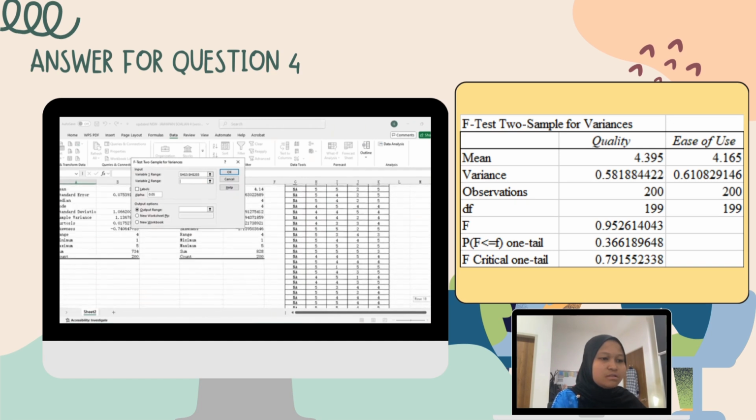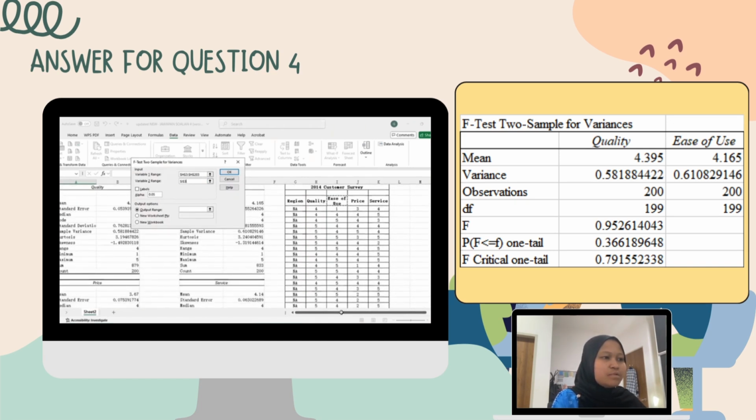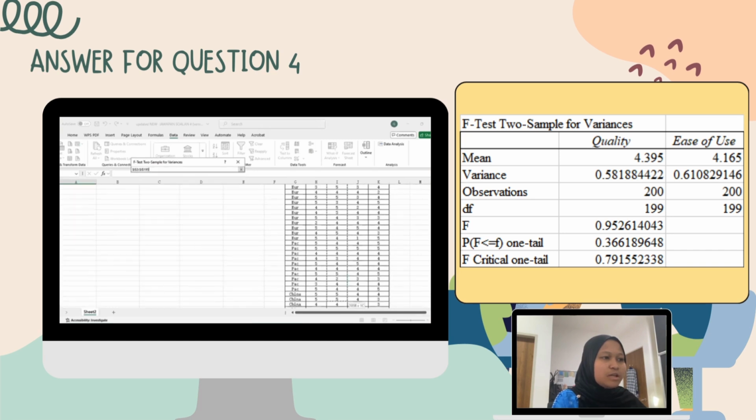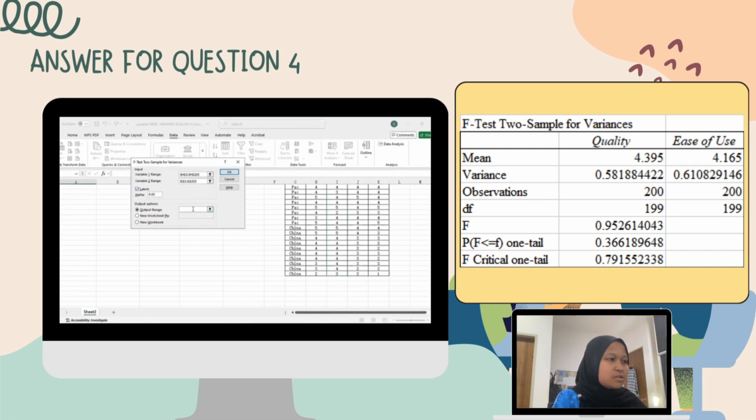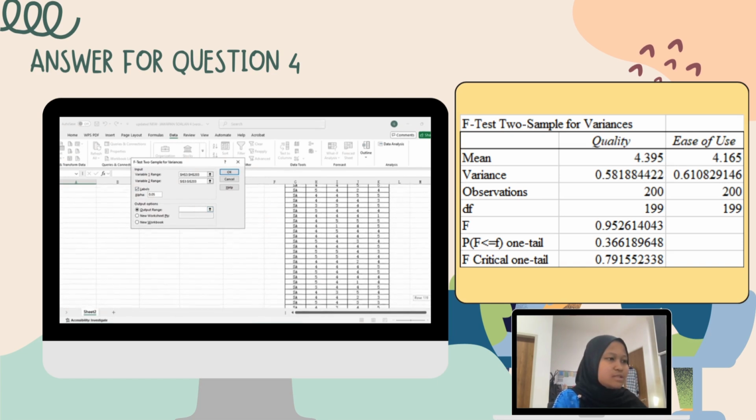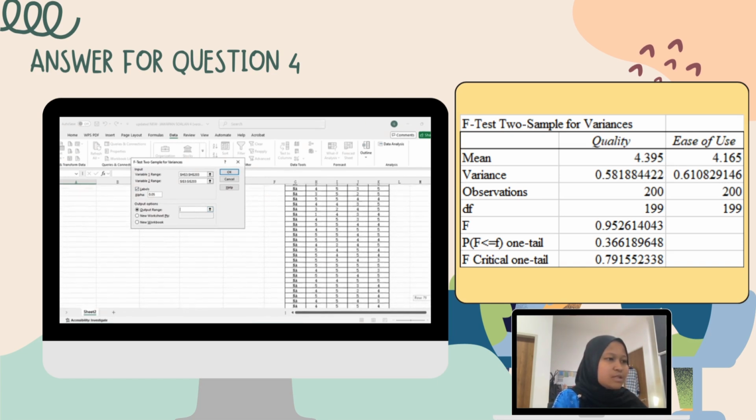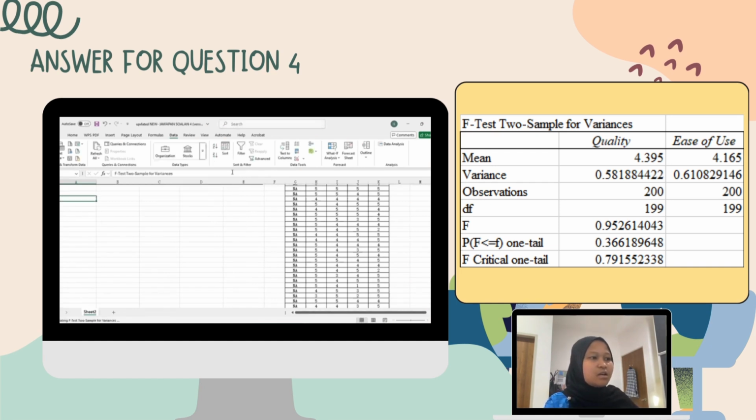Okay, yeah, so I tick the label and then I tick the output range. I want to put the data at this place. Okay, so this place, click OK. And what you can see is it shows you the F-test two-sample for variance, like quality, ease of use, what you choose at the variable 1 and variable 2 range.